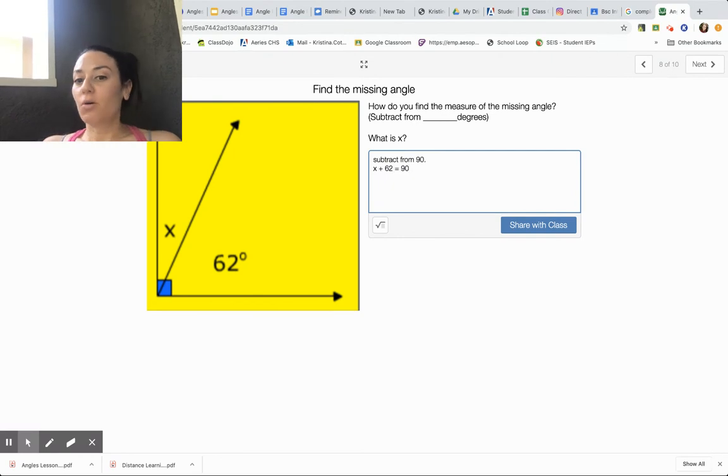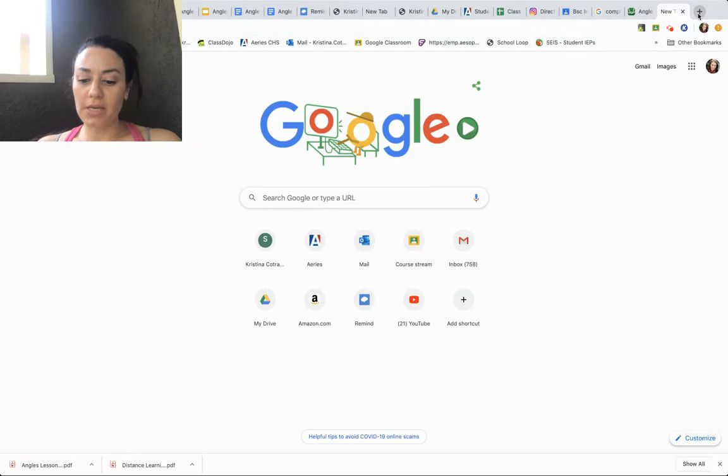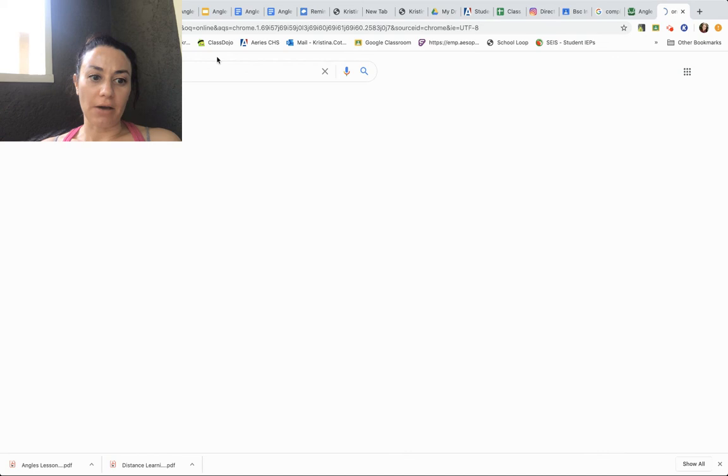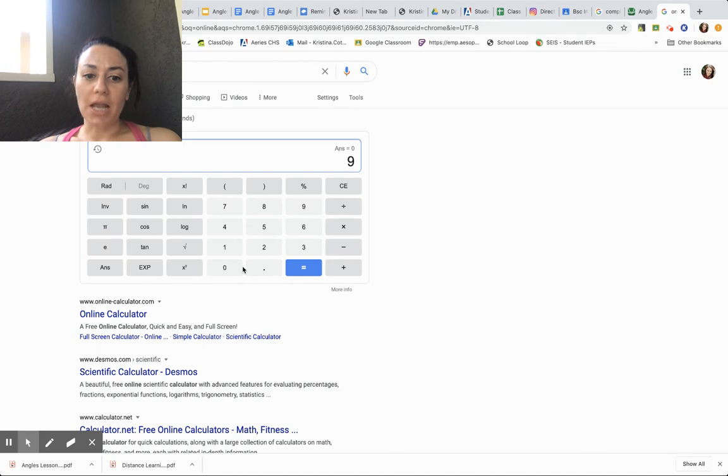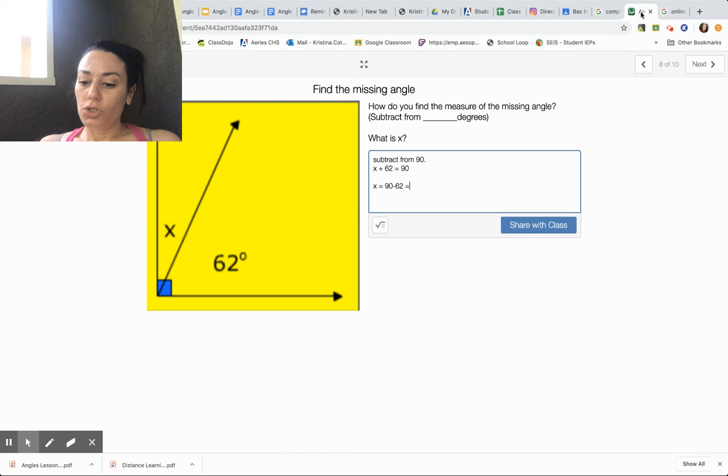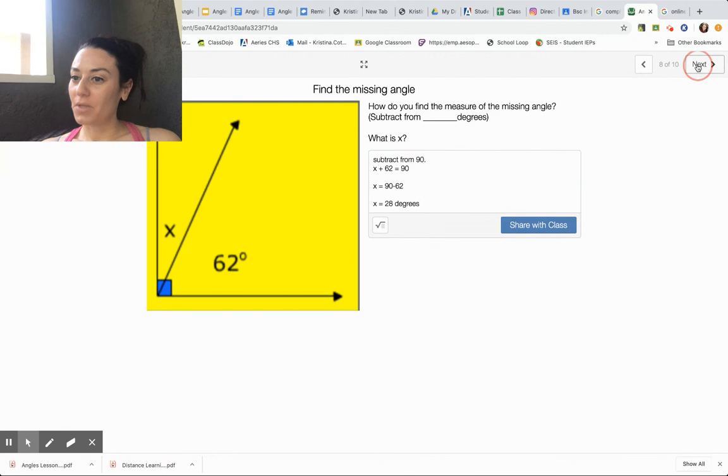If I were to solve the equation, wouldn't I just subtract 62 from both sides? So x is going to be, in my calculator, 90 minus 62, whatever that is. And if you don't have a calculator, it's easy to get to an online calculator and say 90 minus 62, which is 28. So that means that x is not just 28, but it's 28 degrees. You get it? Okay.